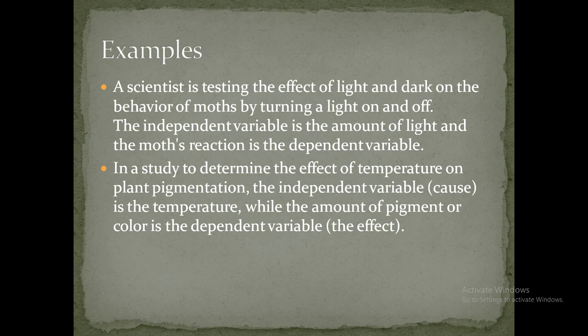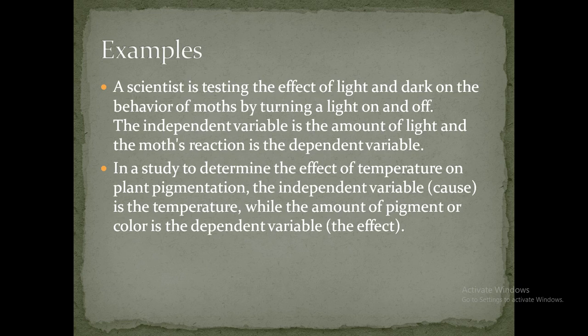Some examples are here. For example, a scientist is testing the effect of light and dark on the behavior of moth by turning a light on and off. So the independent variable is the amount of light, and the moth's reaction is the dependent variable. So light here is an independent variable which is not dependent upon any other factor, but the reaction of moth depends upon the light intensity. If the light intensity is high, what will be the reaction of the moth, and if the light intensity is low, what will be the moth's reaction? So the reaction of moth is dependent, while the amount of light is independent.